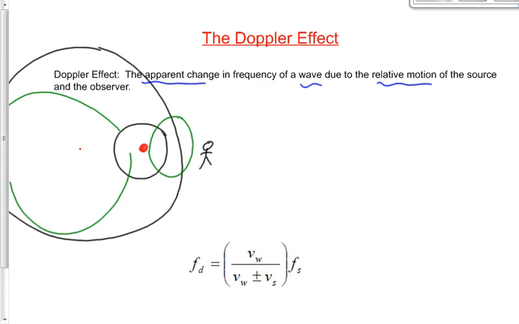So what are you going to hear then? If they're scrunched together, you hear a higher pitch. If they're spread apart, you hear a lower pitch. In other words, as the source is coming towards you, you hear a higher pitch than actually exists. As it's going away from you, you hear a lower pitch than actually exists.